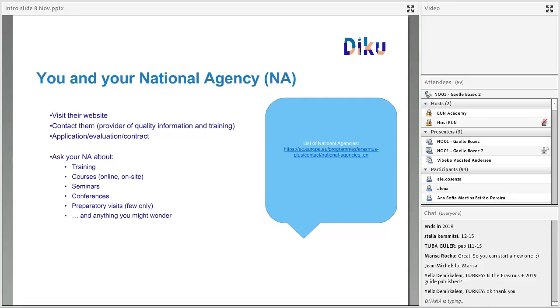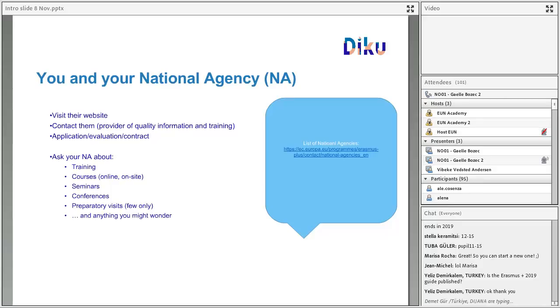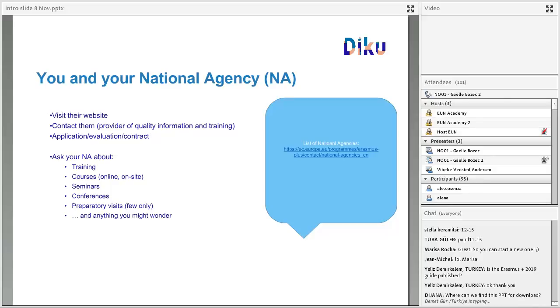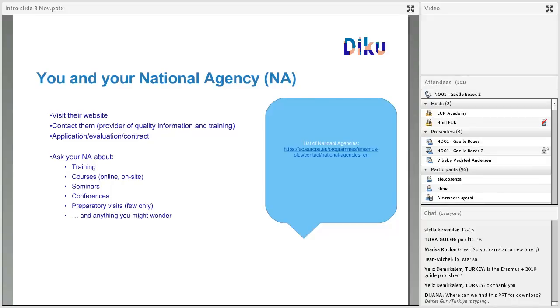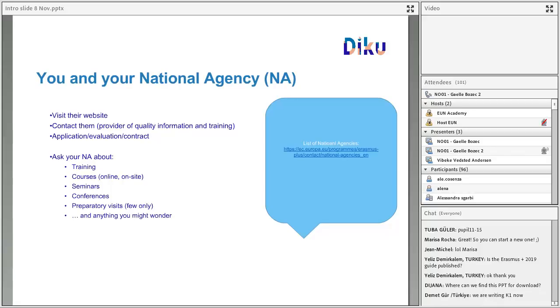They will help you. The national agency will provide quality information and training for free, always for free. The national agency will never ever ask you to pay to come to a training. They might ask you to pay for your expenses when it comes to travel expenses, that someone has to pay, but the events are always free. Okay, you apply to your national agency. They evaluate or find evaluators for your project, and they have the contract with you.